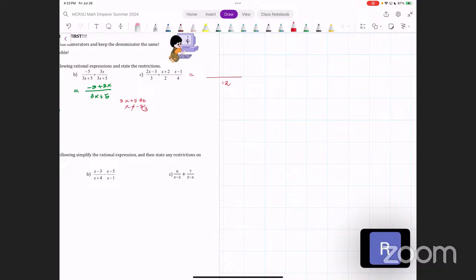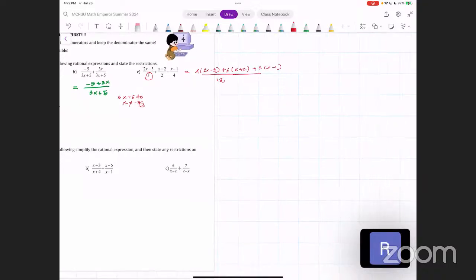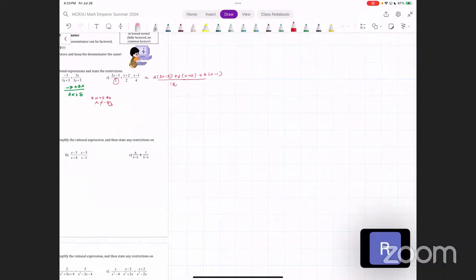So that means we need to find what times 3 is 12. So 3 times 4 is 12. So that 2x minus 3 will be times 4. 2 times 6, 6 times x plus 2. 4 times 3, 3 times x minus 1. Following that? Now we're going to simplify. So 8x minus 24 plus 6x plus 12 plus 3x minus 3 over 12.